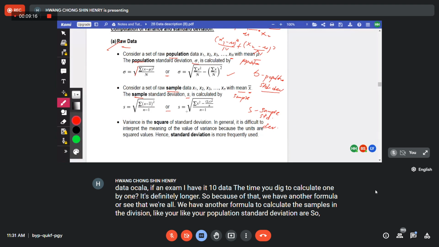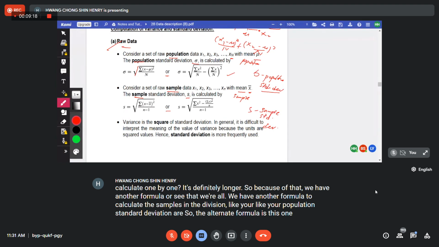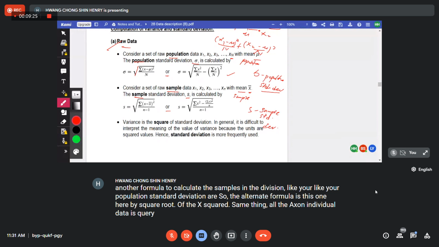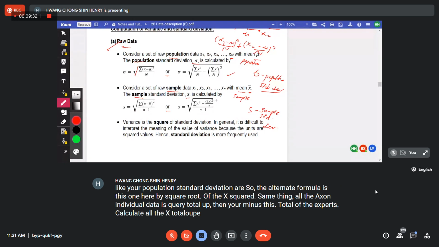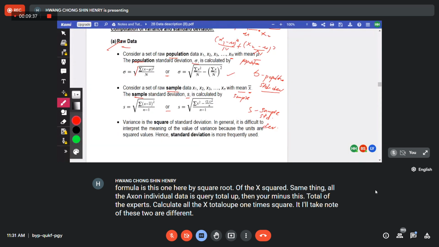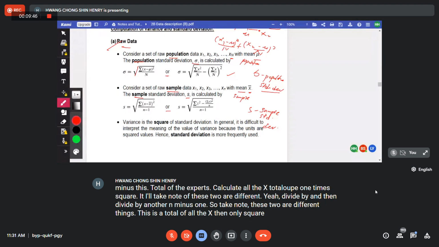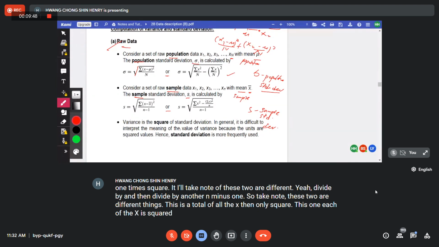So the alternate formula is this one, given by the square root of the total x squared, same thing. All the individual x data you square, total up, then you minus the total of the x first: calculate all the x, total up one time, square it. Take note, these two are different. Divide by n, then divide by another n minus 1. So take note, these two are different things. This one, total up all the x, then only square it. This one, each of the x is squared, then total up one by one.